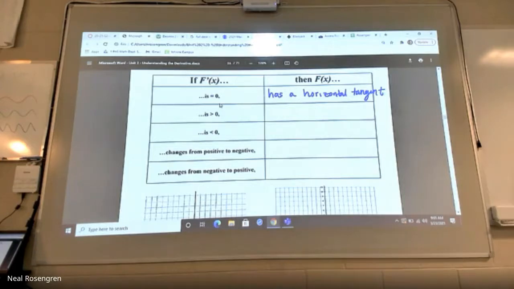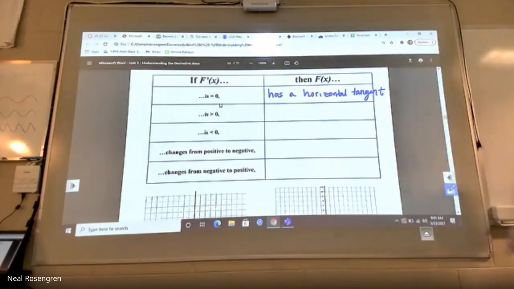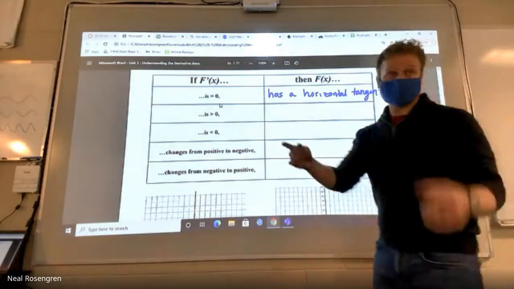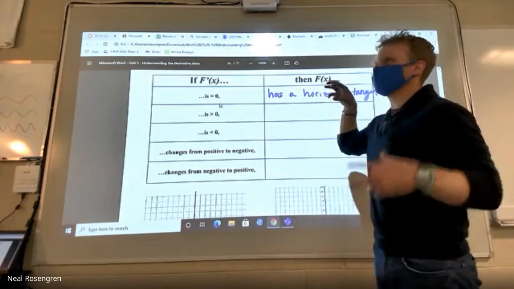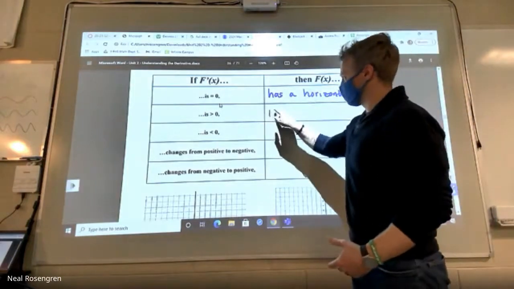Okay, but what about if the derivative is positive, greater than 0? Then the function, now looking at a whole section of this graph where the derivative is positive everywhere, what do we know about the graph at that spot? Yeah, positive slope, increasing. I like increasing even better. I want to talk about the behavior of the function. Then f of x is increasing.